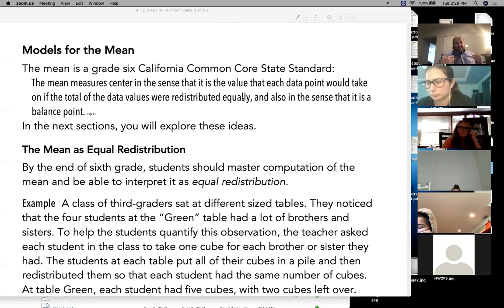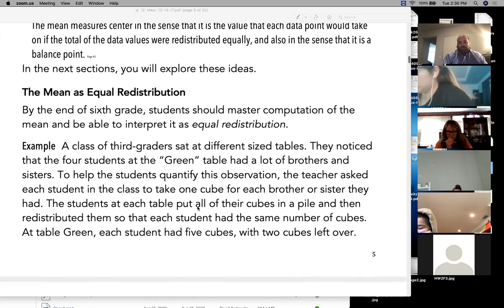Okay. And it says here, the mean is a grade 6 California Common Core state standard. The mean measures center in the sense that it is the value that each data point would take on if the total of the data values were redistributed equally, and also in the sense that it is a balance point. So we're going to do it both ways. We're going to understand the mean both ways.